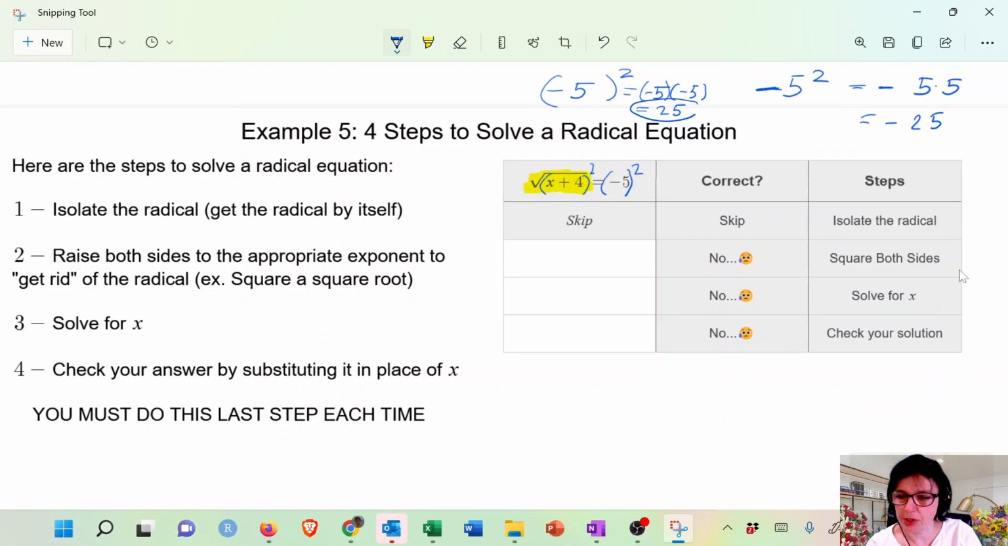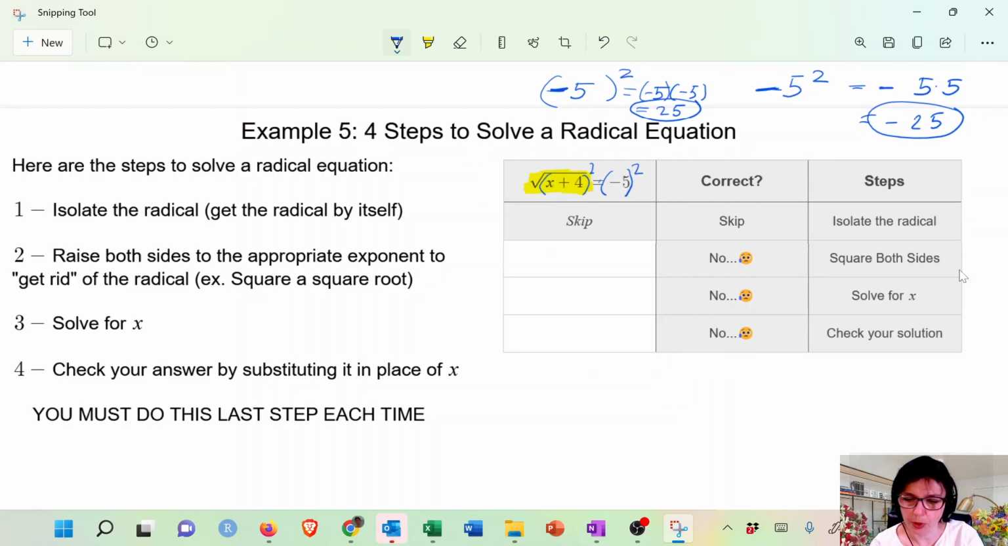So there is a difference. This one results in a positive 25. This one results in a negative. So if the negative is inside parentheses, it'll disappear. If the negative is outside, then it does not disappear. It's going to stay. So here, when you square both sides, you have to put that stuff in parentheses.